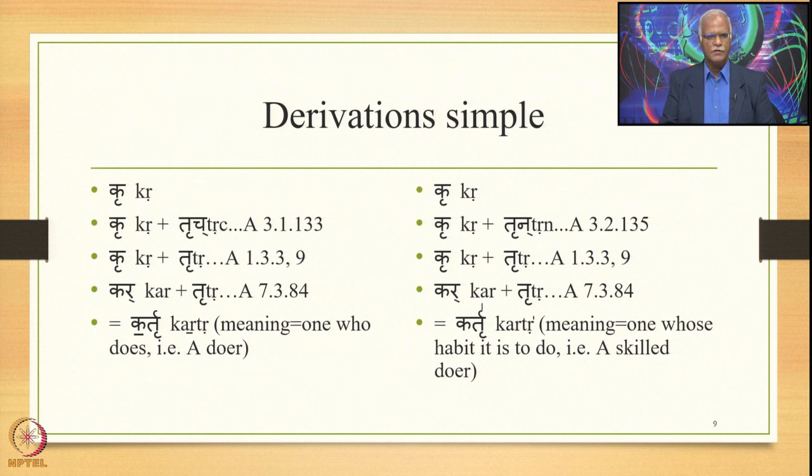So here we have the verbal root kru, and we are deriving the agentive form derived from verbal root kru after adding the suffix truch. So we have kru plus truch added by 3133. Then by 133 and 139 we get kru plus tru. Then by 7384 kru becomes kar, and we have kar plus tru, and so we get the form kar tru.